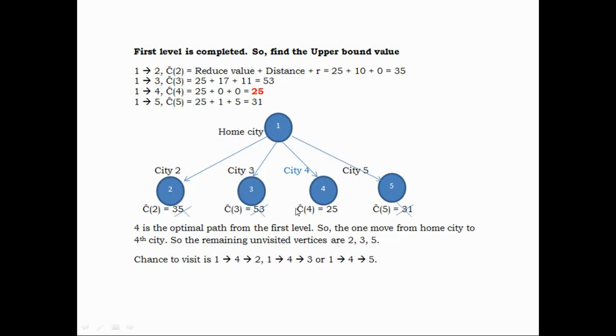C cap of 3 equals 53. C cap of 4 equals 25. C cap of node 5 equals 31. Out of these 4 elements, 25 is the least. We are discarding nodes 2, 3 and 5. 4 is the optimal path from the first level. So we move from home city to the fourth city. The remaining unvisited vertices are 2, 3, 5. From 4 we can take direction to either 2 or 3 or 5.